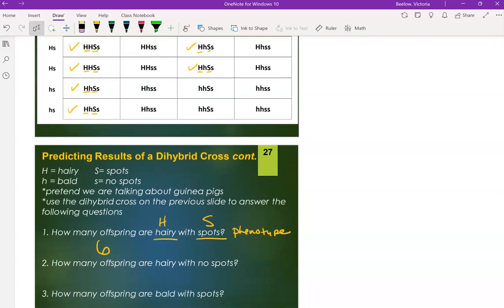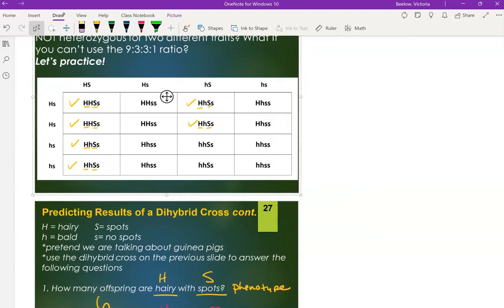All right, how many offspring are hairy with no spots? So again, hairy, capital H, so no spots is recessive, so that's going to be 2 little s's. So I have to count how many have a capital H and 2 little s's. So dominant for one trait, but recessive for the other. So that's 4 there. We have some more over here. All right, so that's also a total of 6.